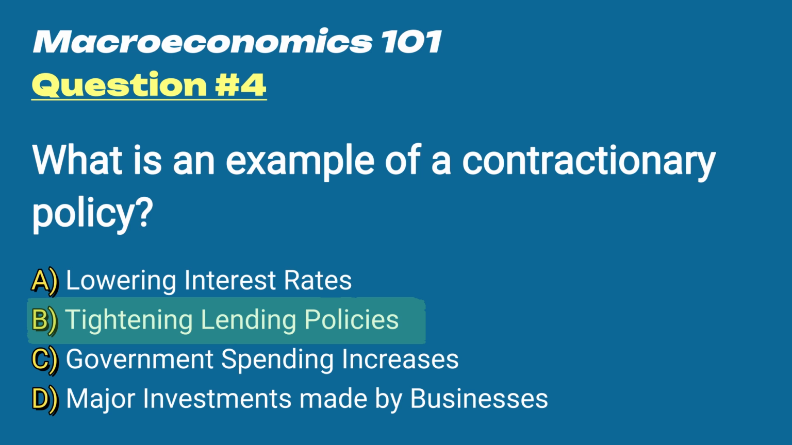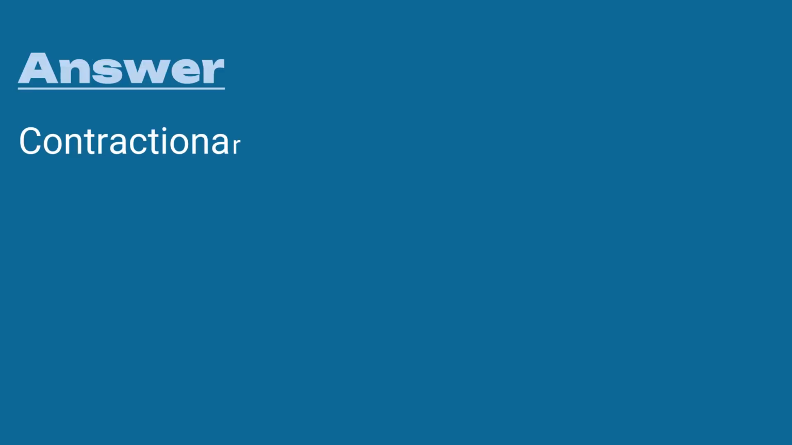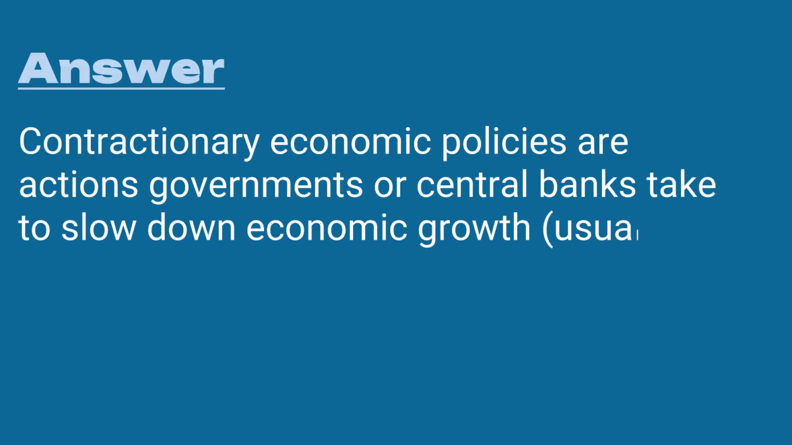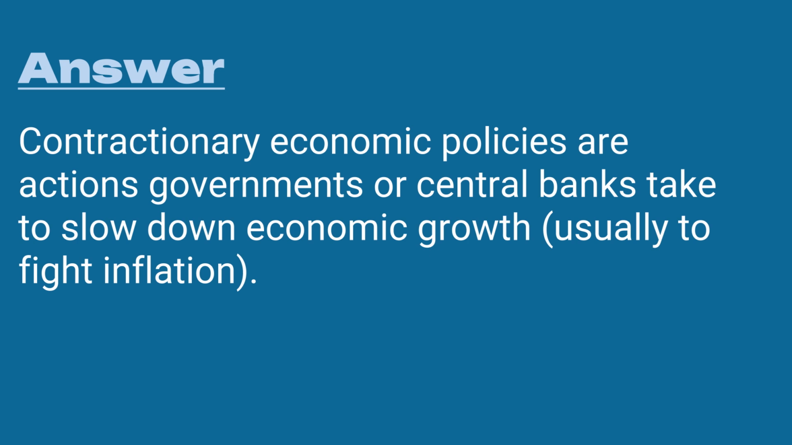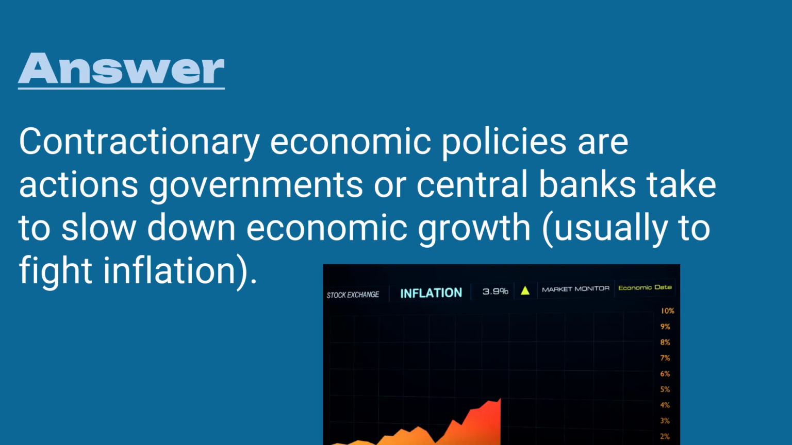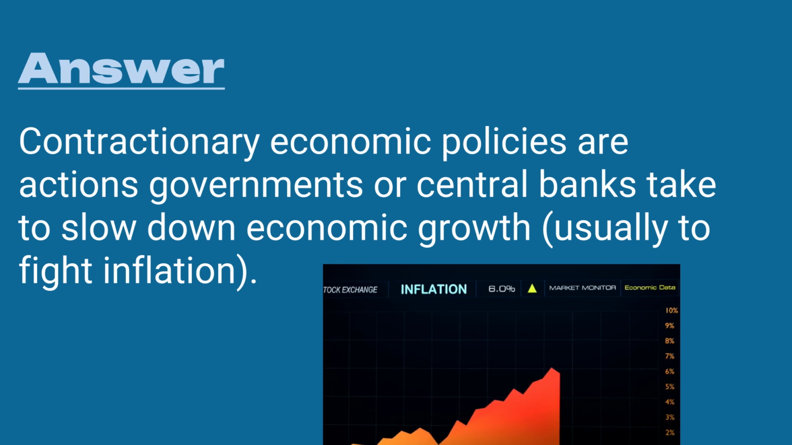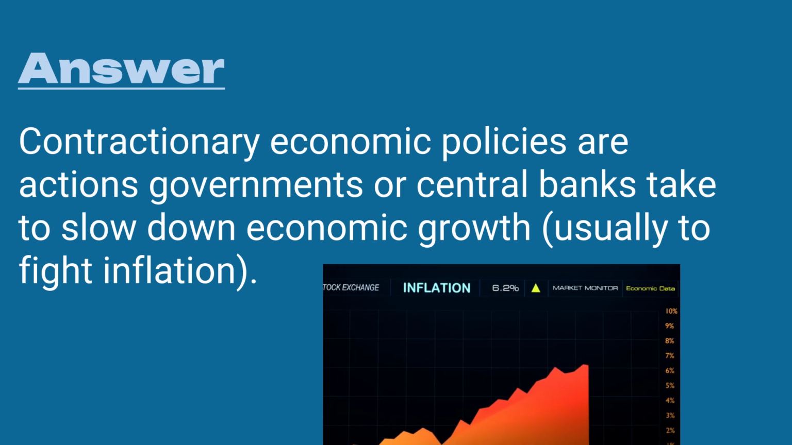The answer is B, tightening lending policies. Contractionary economic policies are actions governments or central banks take to slow down economic growth, usually to fight inflation. This is where you're going to put policies out there to slow down inflation. We want to slow down economic growth.